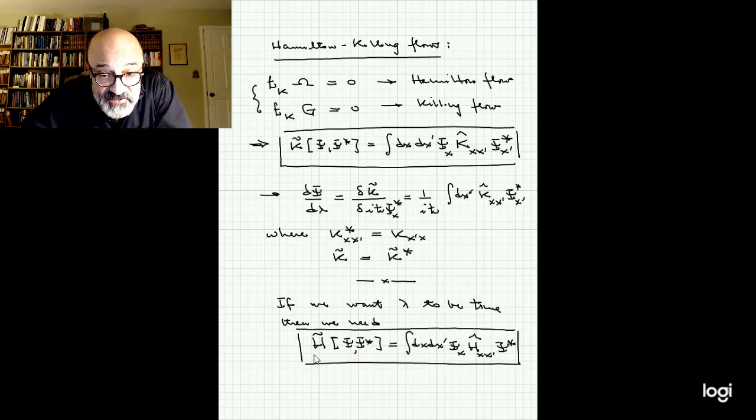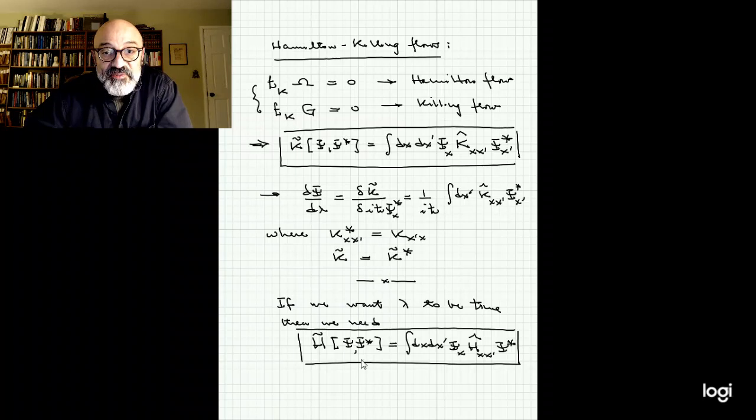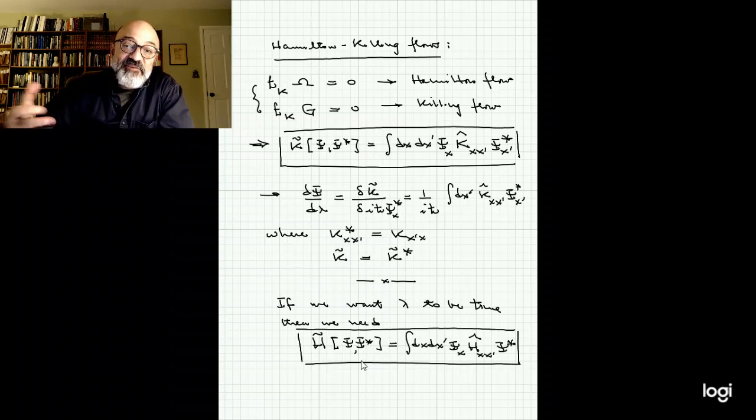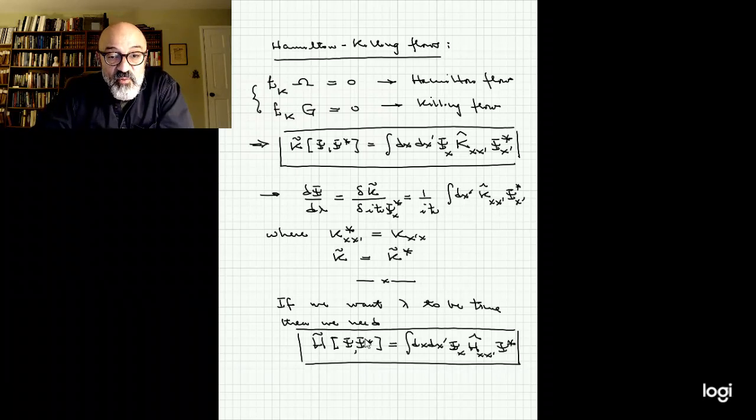But we also need this h. If we want lambda to be time, this is supposed to be an entropic dynamics, right? We would like the updating of the wave functions to be in agreement with the entropic updating of the probability, so that it reproduces the continuity equation. So we want this h to be of the form we had before.